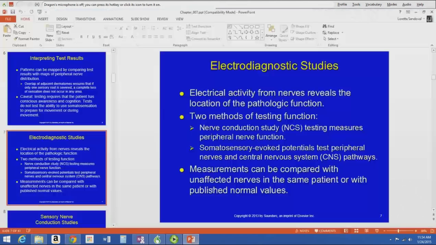So the second electrodiagnostic study that we're going to talk about is Somatosensory Evoked Potentials, and they test peripheral nerves and central nervous system pathways. With both nerve conduction study and Somatosensory Evoked Potentials, they compare with unaffected nerves in the same patient, or there are normal published values, and they can compare that as well. So you can say, if you're having those carpal tunnel symptoms on your right side, does your left side respond better? So they usually do test both sides.